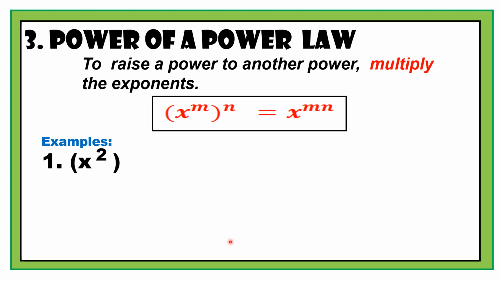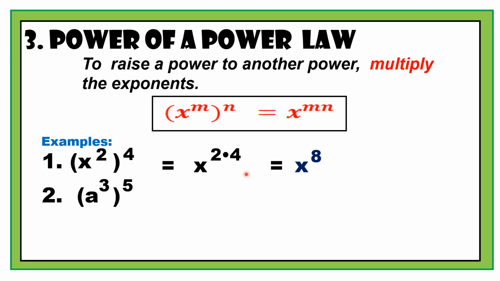Examples. The quantity of x squared raised to the 4th power. So, copy natin yung base. So, yun yung x. And then, multiply natin yung exponent. So, x raised to 2 times 4. And 2 times 4 is equal to 8. So, the final answer is x raised to the 8th power.